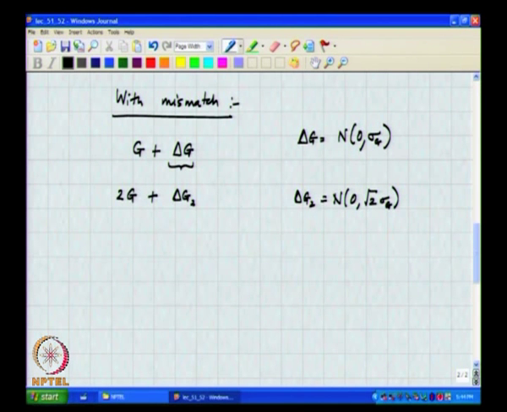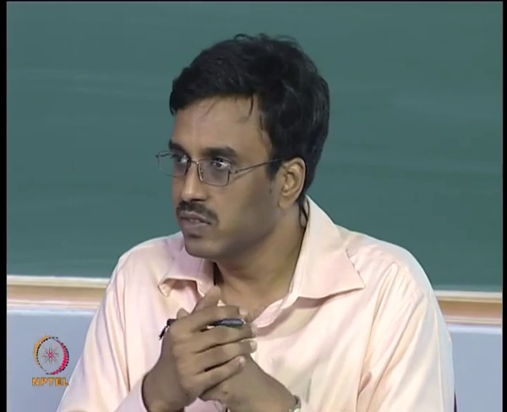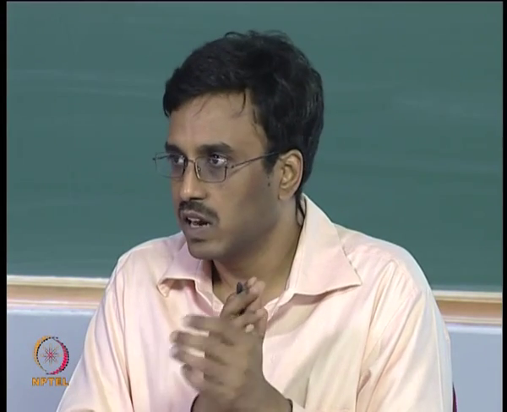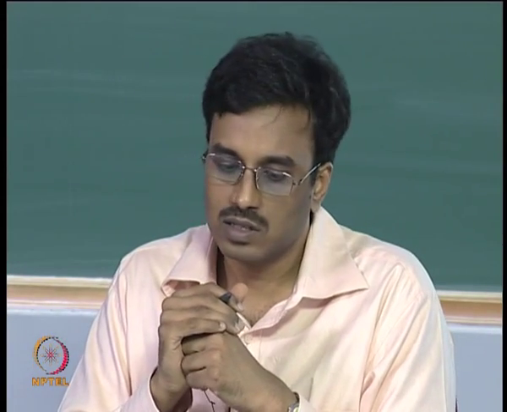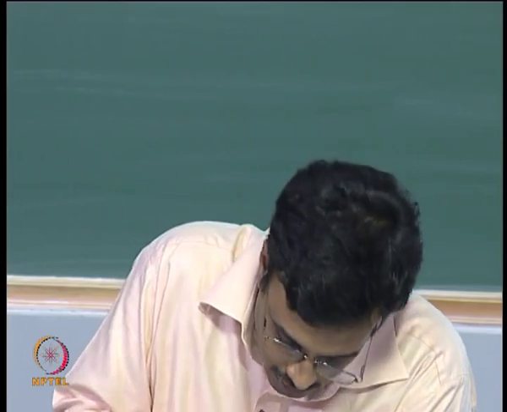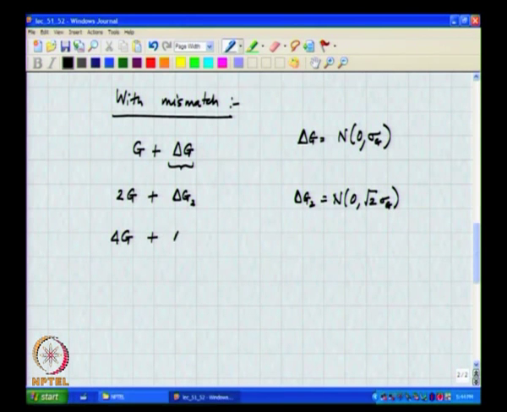You are getting 2G by taking two identical G's and putting them in parallel. So the error will be the sum of 2 delta G's, and because they are random and uncorrelated, the variance will add, so the standard deviation will be root 2 times sigma G. Similarly, 4G plus delta G4, and the delta G4 will be a random variable with 0 mean, and I will just make this root 4 sigma G.